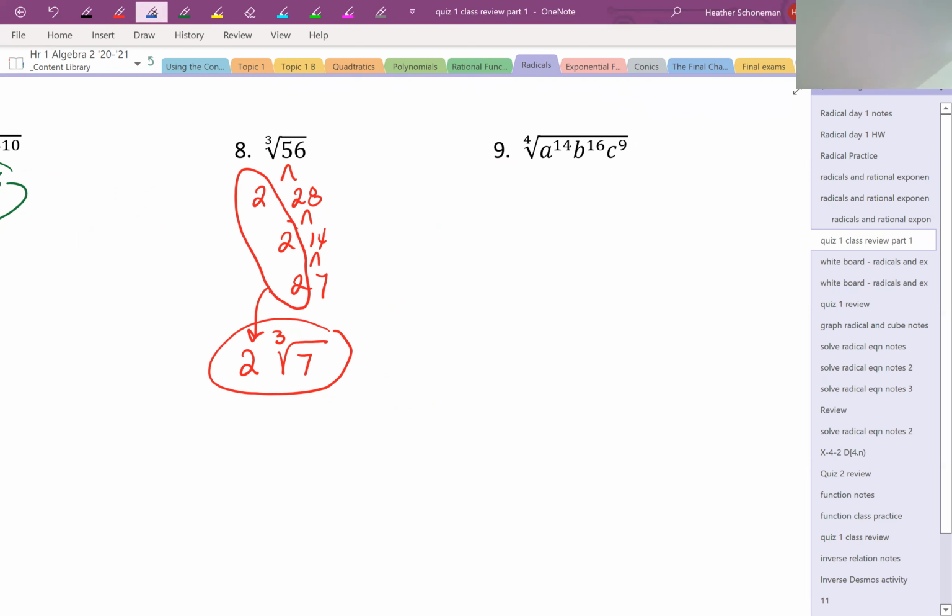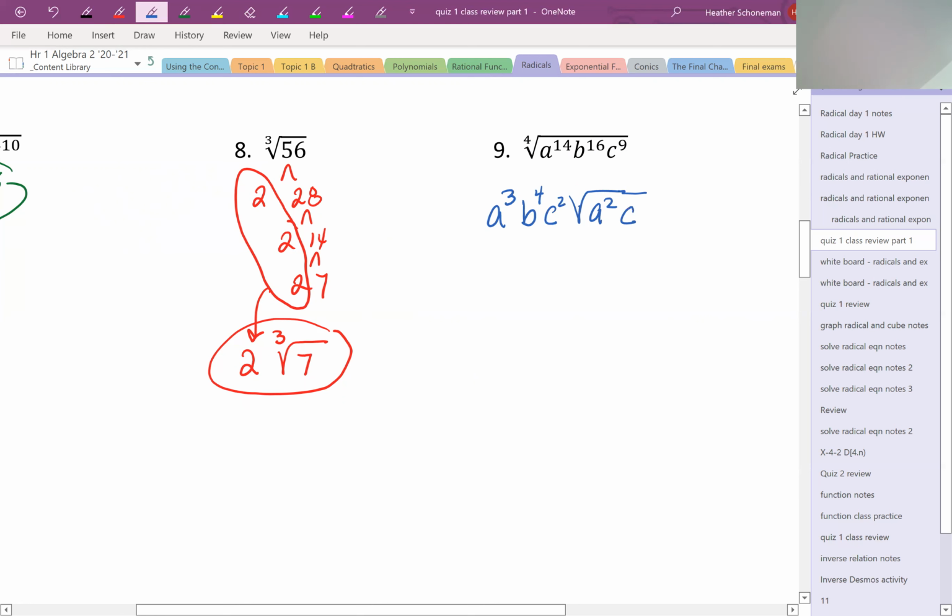Now we're looking for groups of 4. Well, in 14, there are 3 groups of 4. 3 groups of 4 is 12. That means 14 minus 12 is 2. There's 2 left over. With the b's, there are 4 groups of 4 in 16 with none left over. With the c's, there's 2 groups of 4, which means there's 8 c's. That means there's 1 left over. But again, whatever number's on the shelf has to go right here. So this is going to be a 4.